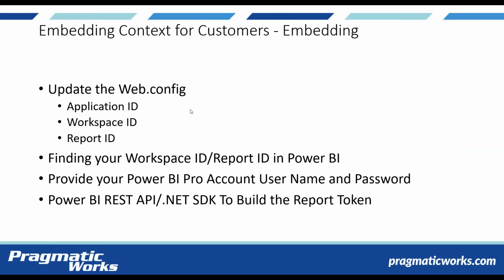Okay, so once you get that down and extracted, open up that sample application. We're going to need to do a couple of things to get that to work with our data in our account. So we're going to update the web config. We're going to use that application ID, workspace ID, and report ID that we just created. I'll also show you how to find your own if you want to use a different workspace or a different report in the same example. You also provide your Power BI account name and password, and then we'll walk through that REST API, the .NET SDK, on how we're going to build that report token. The report token is a key element to being able to pull in that Power BI data.